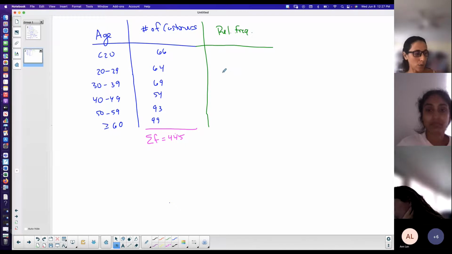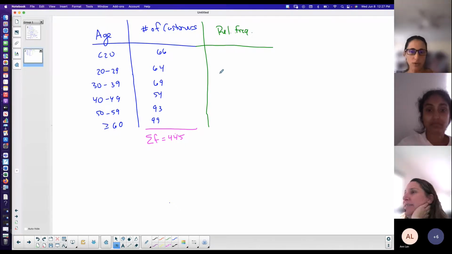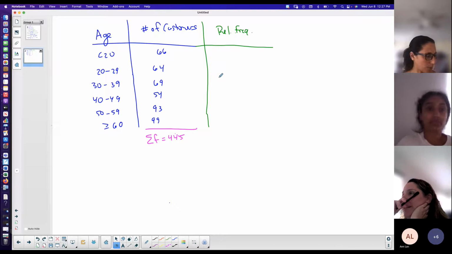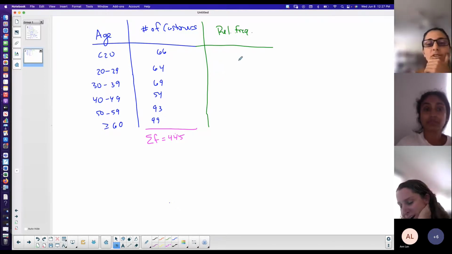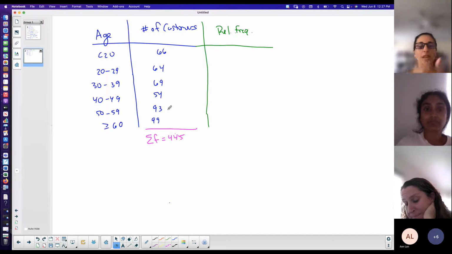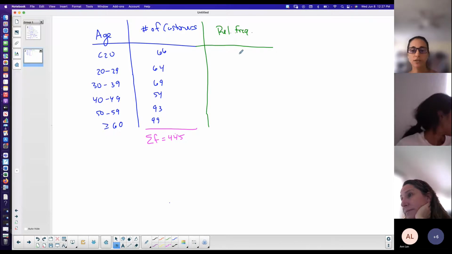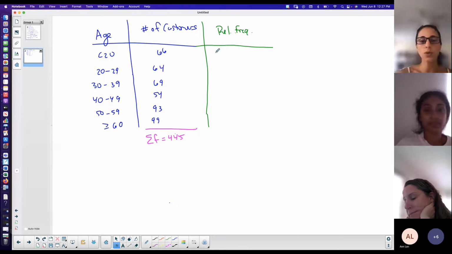So let's talk about the relative frequencies, which are going to give me percentages if I want it in percentage form or decimal form. We'll leave it in decimal form because typically our probabilities are being asked to round to 4 decimal places. So if 66 customers are less than 20 years old, what's the relative frequency of that? Or what proportion of customers are less than 20? Well, 66 out of the total 445 are less than 20, right?